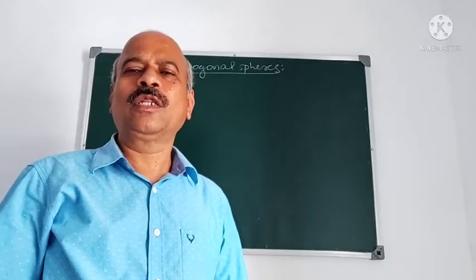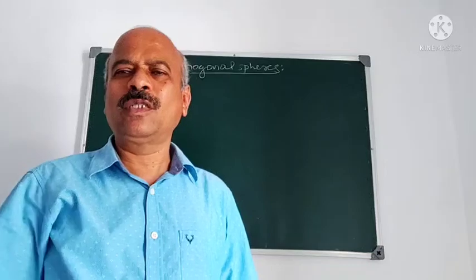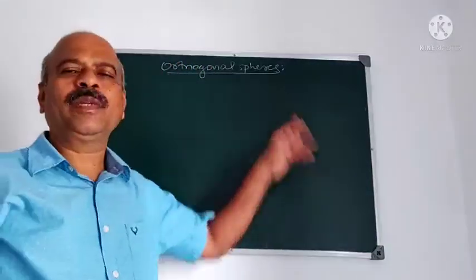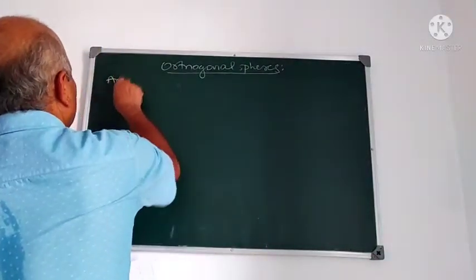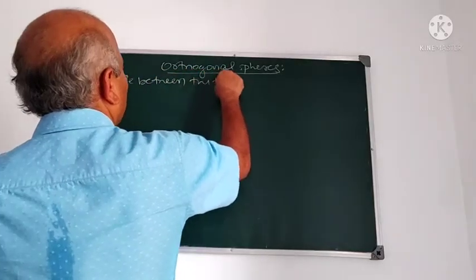You have studied orthogonal circles in two-dimensional geometry. That result is quite analogous, similar. But here the only thing is we have three dimensions, spheres. Now, angle between two spheres. First we define what is the angle between the two spheres.